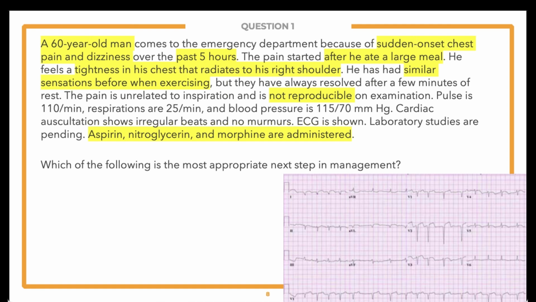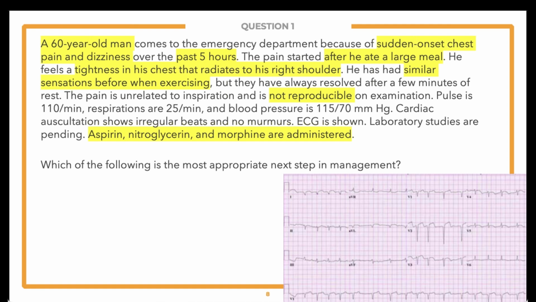What does it mean when they say non-reproducible? That's important. So it was present with exercise in the past, similar pain is present, and right now it's not associated with inspiration and it's not reproducible. Vitally, he's tachycardic, but otherwise not crazy, a little tachypneic and tachycardic, and he's got irregular beats. Labs aren't given to you yet, but they gave him this classic aspirin, nitroglycerin, morphine, right? That's part of the MONA regimen. The only thing missing is oxygen.